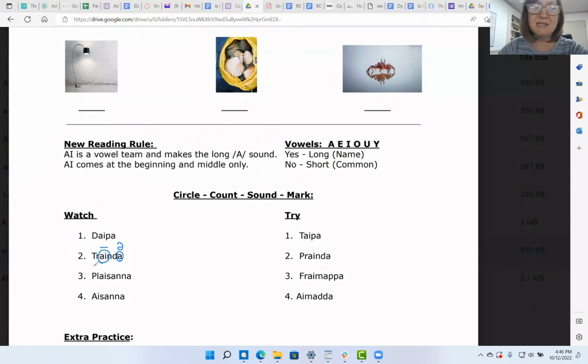So when you blend it, it's t, r, a, n, d, trained. If that word was too long, then I would grab the first 3 sounds. T, r, a, tray. Then I would grab the N, train. Then I would grab the D, trained. Then I would grab the A, trained. Okay, you try number 2.